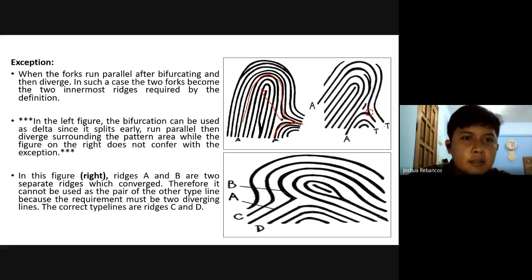In this figure, right, ridge A and B are two separate ridges which converge. Itong si A and B. Ito yung ridge A and then itong si ridge B, nag-converge sila. They form a converging ridge. Only C and D are diverging ridges. Therefore, it cannot be used as pair of other type line because the requirement must be two diverging ridges. C and D lamang ang magiging type line natin dyan. Ayan, pwede nang type line.